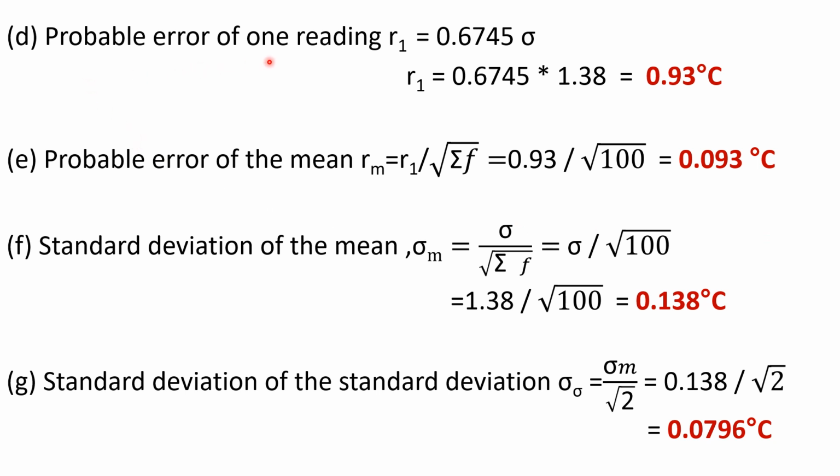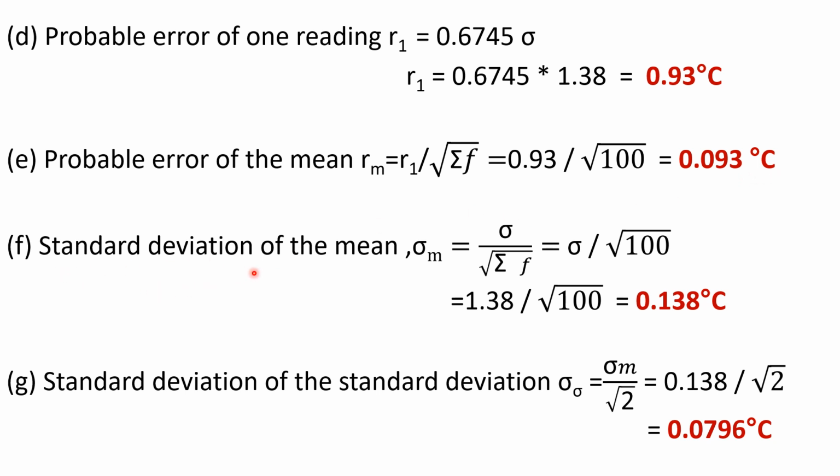Next, the probable error of one reading, R1. As I mentioned, these are calculated using the normal or Gaussian probability curve. R1 equals 0.6745 sigma. Substituting sigma as 1.38, my answer is 0.93 degrees Celsius. Next, the probable error of the mean, Rm. The formula is R1 divided by the square root of the sum of f. Substituting, 0.93 divided by root of 100, my answer is 0.093 degrees Celsius.